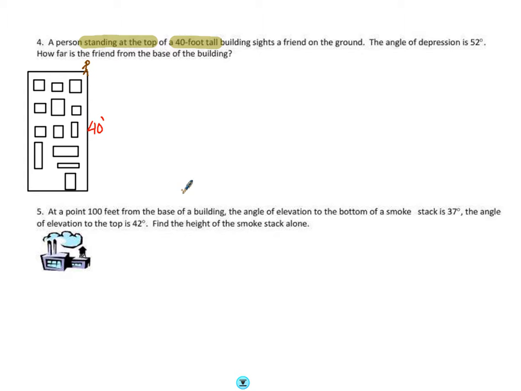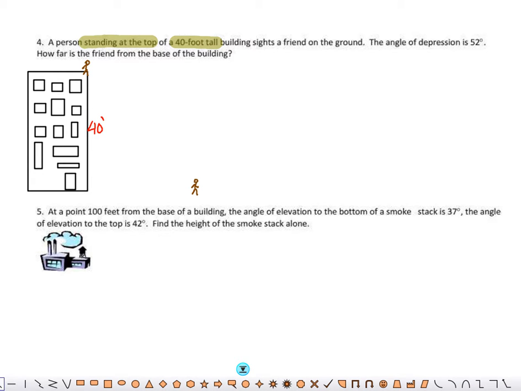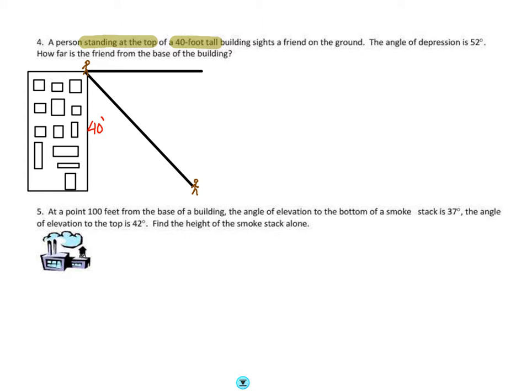The angle of depression is the angle formed from that person at the top. So that person looks out horizontally, in that direction. However, they're looking at their friend down here on the ground. And that angle, which is formed by those two lines of sight, is my angle of depression. Now we just said that the angle of depression is equivalent to its alternate interior angle, which is also opposite the angle of elevation.